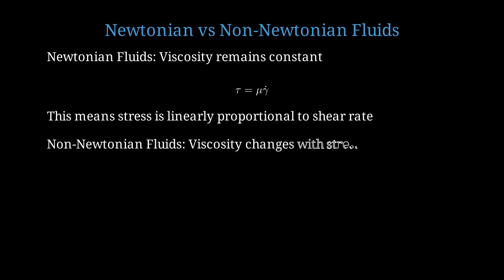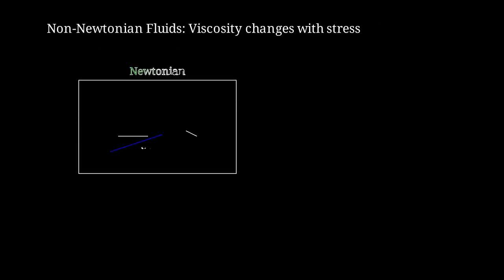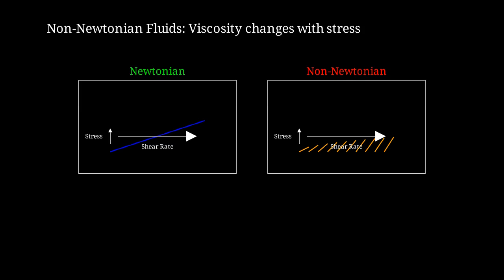Non-Newtonian fluids, however, have viscosity that depends on the applied stress or shear rate. Their behavior is far more complex and interesting. Here we see the flow curves. For Newtonian fluids, the relationship is linear. For non-Newtonian fluids, the curve is nonlinear, showing complex behavior. Non-Newtonian fluids can be classified into several categories. Let me introduce the two most relevant for understanding ketchup.